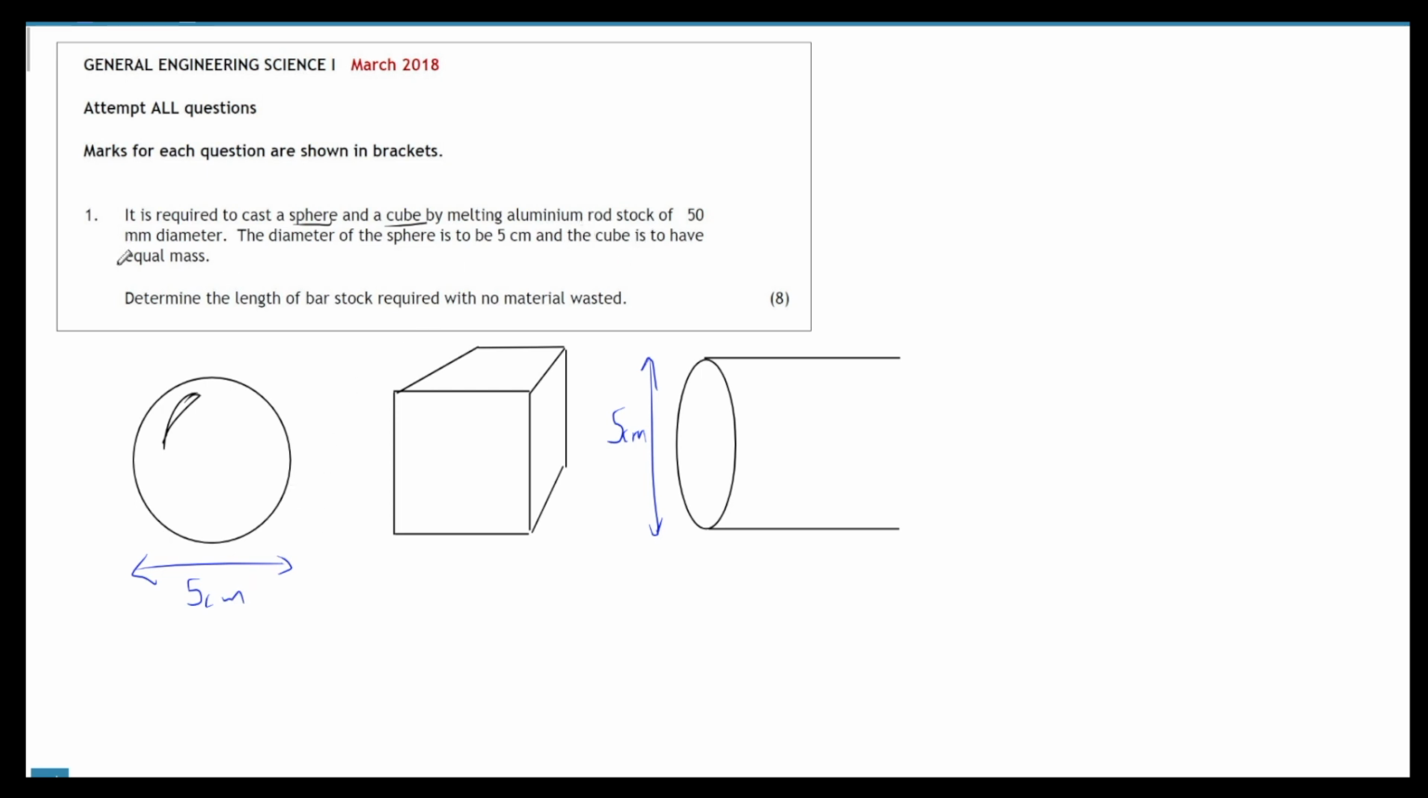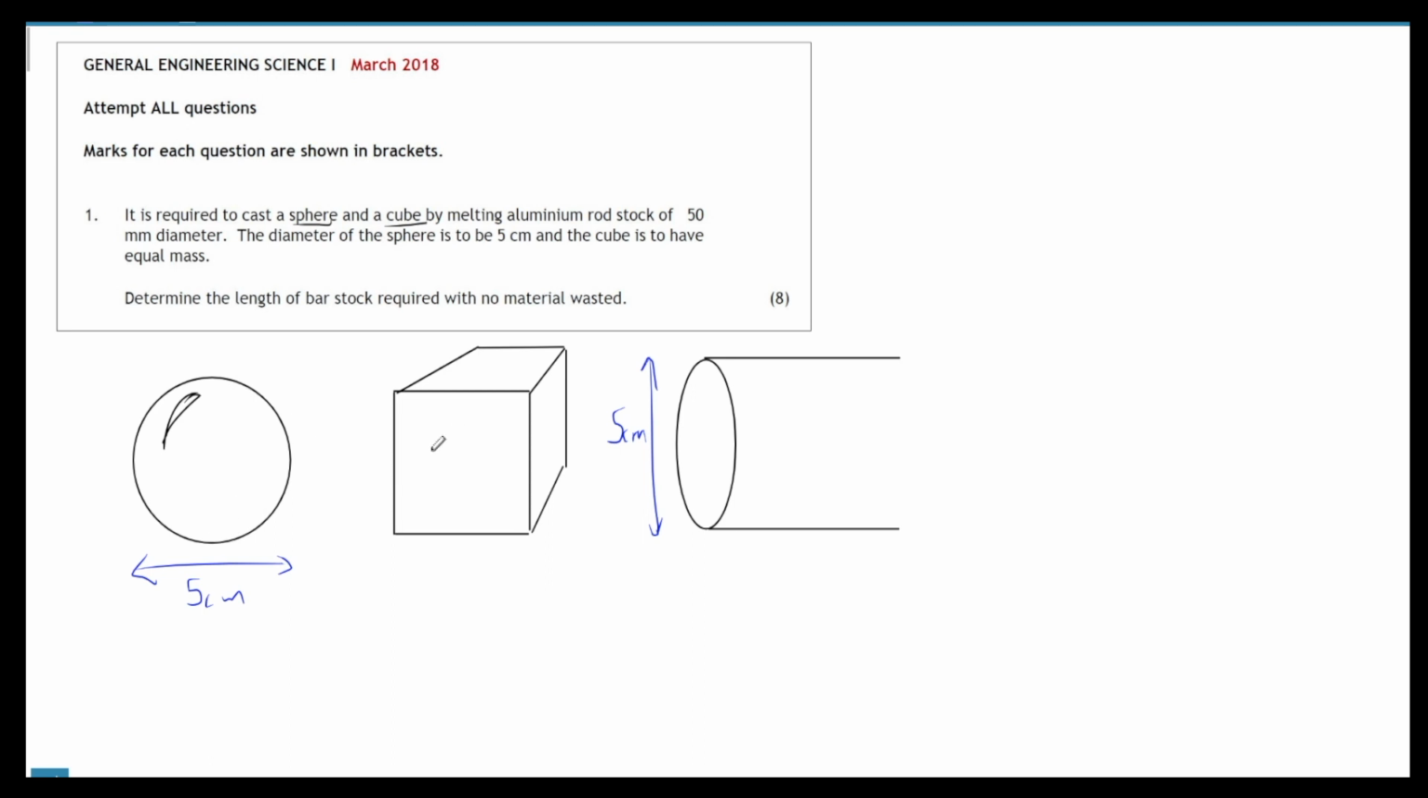And the cube is to have an equal mass to the sphere. So what's going to happen is, because these are both made from the same material, they're effectively going to have the same volume. So I don't know anything about the cube, but I don't need it. I just need to times this one by 2, and then that will give me the cube as well. So that's really useful. Okay, great.